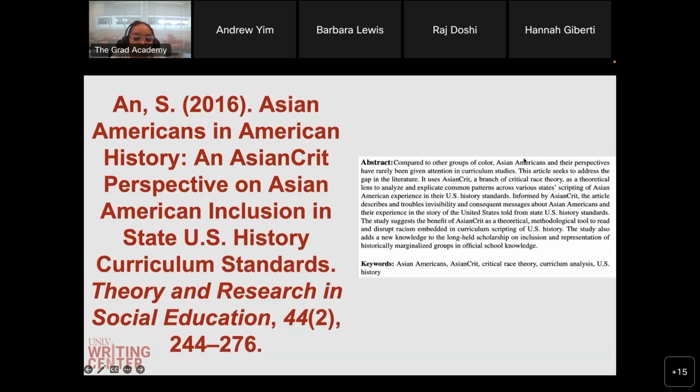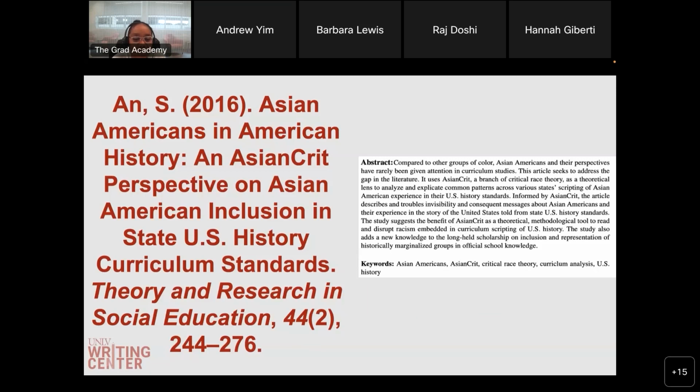It reads: Compared to other groups of color, Asian Americans and their perspectives have rarely been given attention in curriculum studies. This article seeks to address the gap in the literature. It uses Asian Crit, a branch of critical race theory, as a theoretical lens to analyze and explicate common patterns across various states' scripting of Asian American experience in their U.S. history standards.